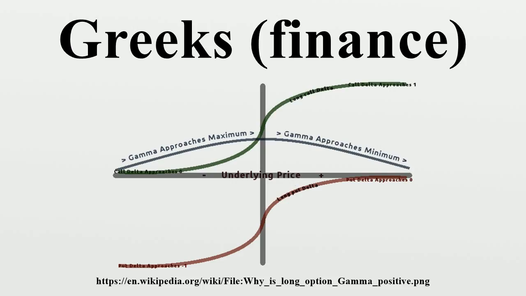Speed measures the rate of change in gamma with respect to changes in the underlying price. This is also sometimes referred to as the gamma of the gamma or dGamma/dSpot. Speed is the third derivative of the value function with respect to the underlying spot price. Speed can be important to monitor when delta hedging or gamma hedging a portfolio.